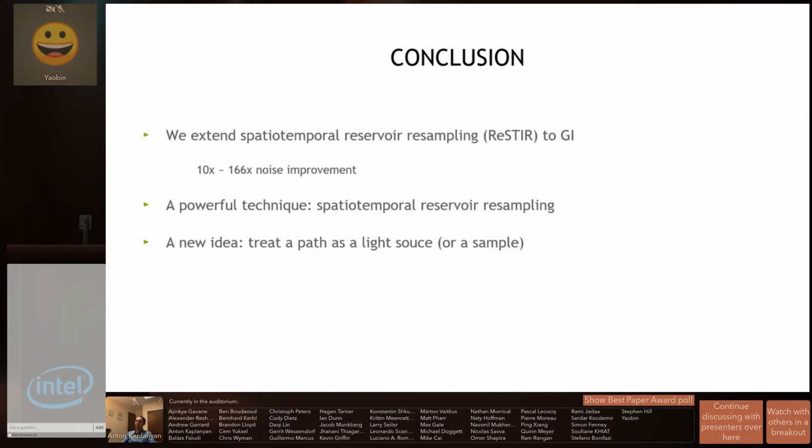Besides traditional importance sampling and the MCMC technique, the application of resampling-based algorithms is at the very beginning in the rendering area. Further research needs to be done. And the last one is a new idea that treats a path as a sample.